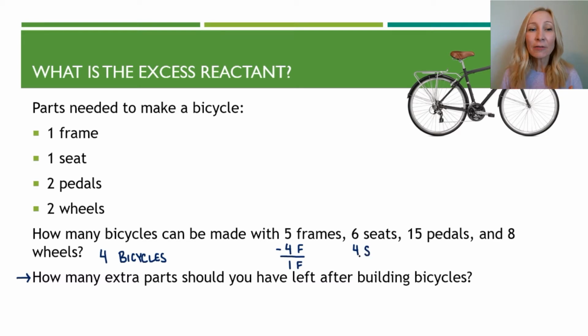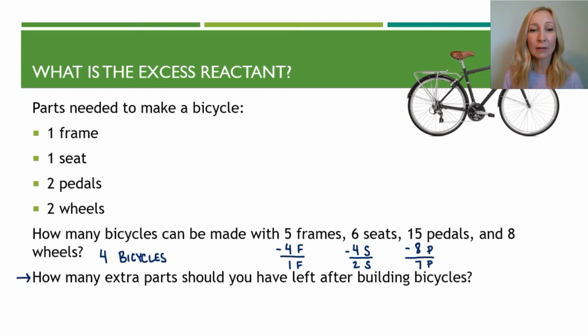So if we only need 4 frames, but we have 5, we have an extra frame left over. If we are making 4 bicycles, we're only going to need 4 seats. So we're going to have 2 seats left over because we are given 6 and we only need 4. Now, if we're making 4 bicycles, we're only going to need 8 pedals. We are given 15 pedals, but we only need 8. So we are going to have 7 pedals left over.